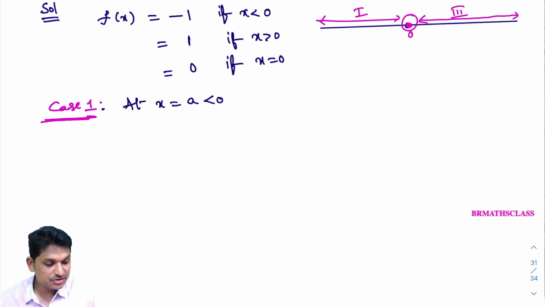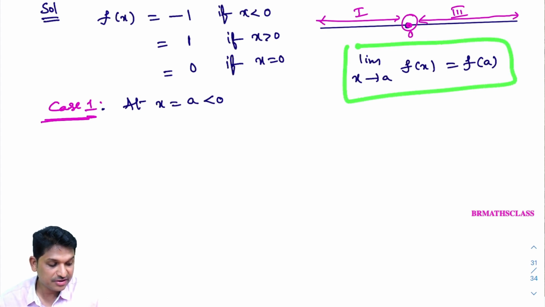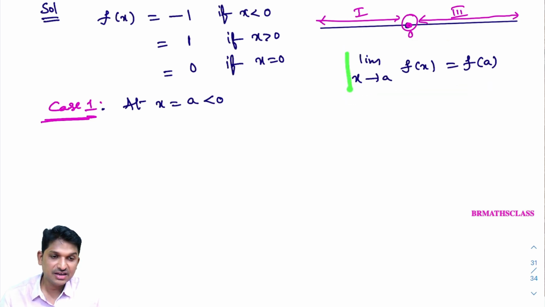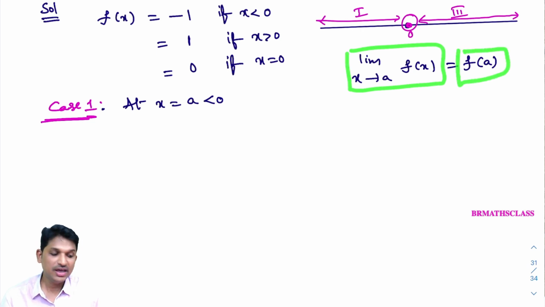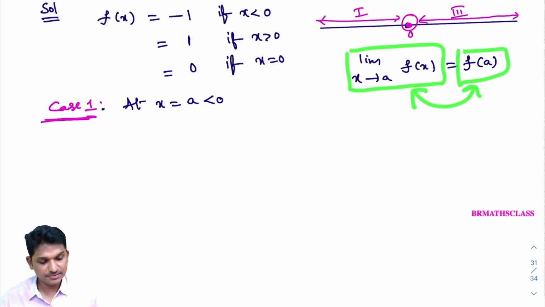What is the hero of this story? If the limit as x approaches a of f of x equals f of a, then we say that this function is continuous at x equal to a. So what I'll do is check this one first, then next I'll check this one, and then I'll equate these two and check whether they are equal or not.